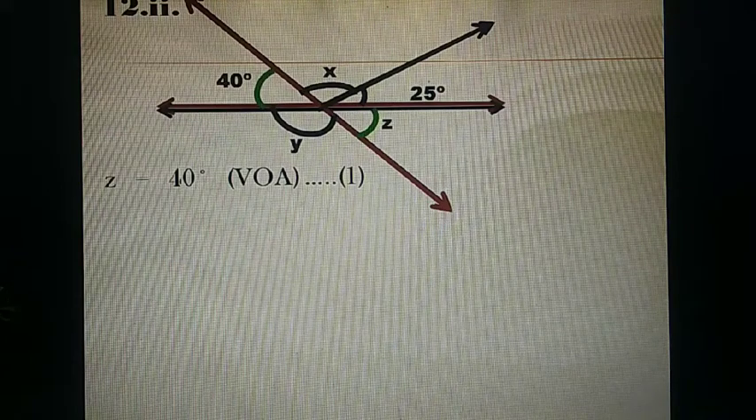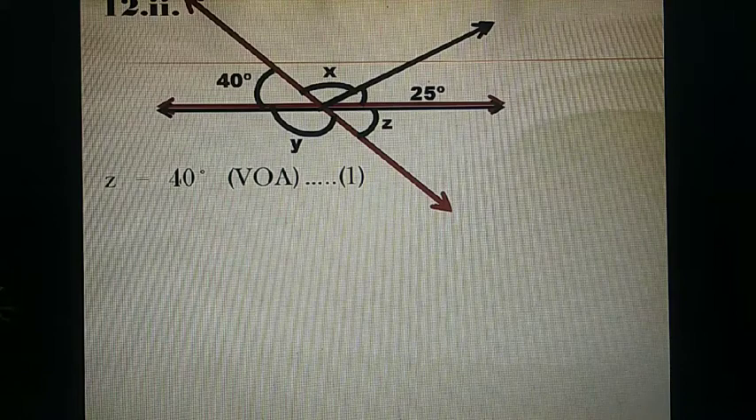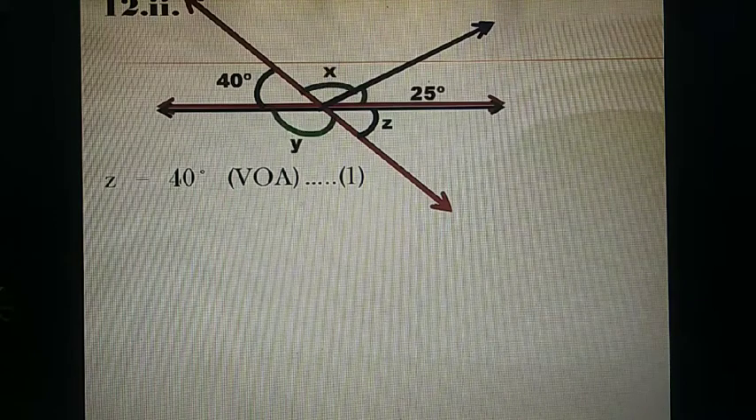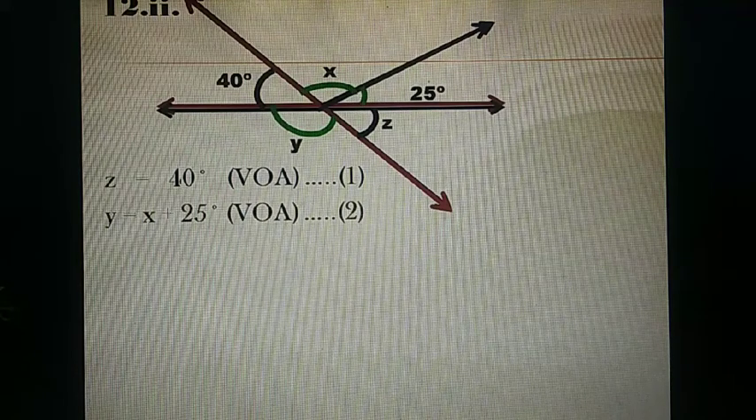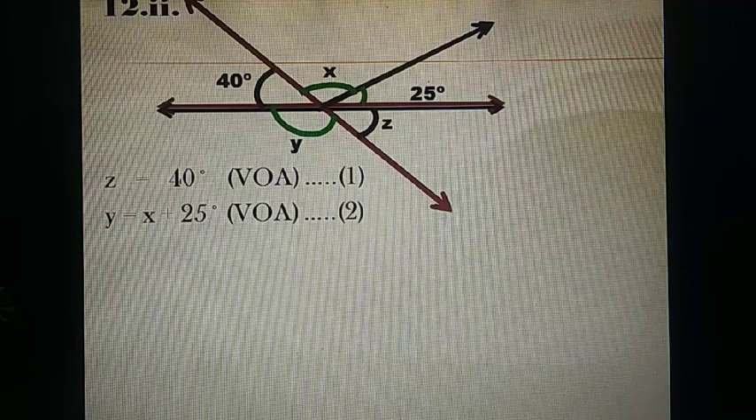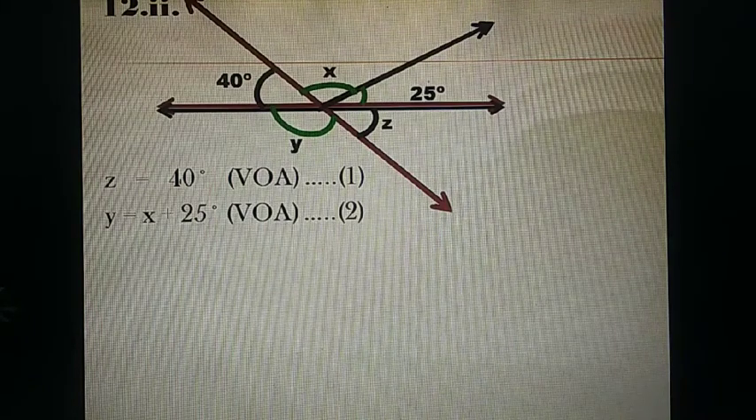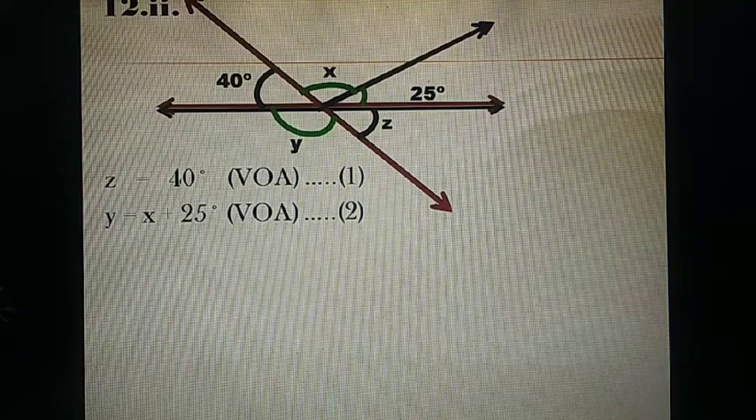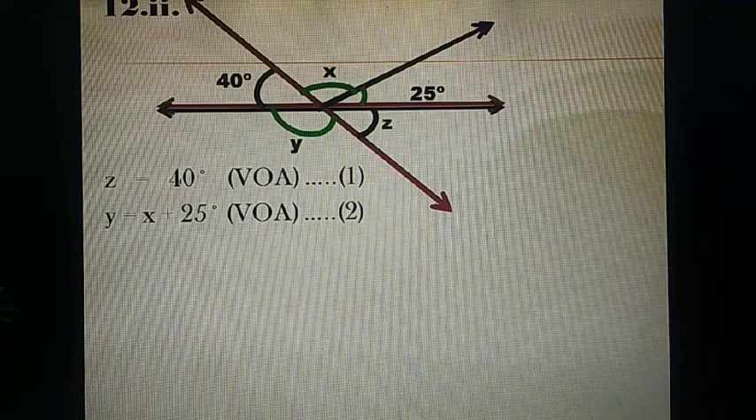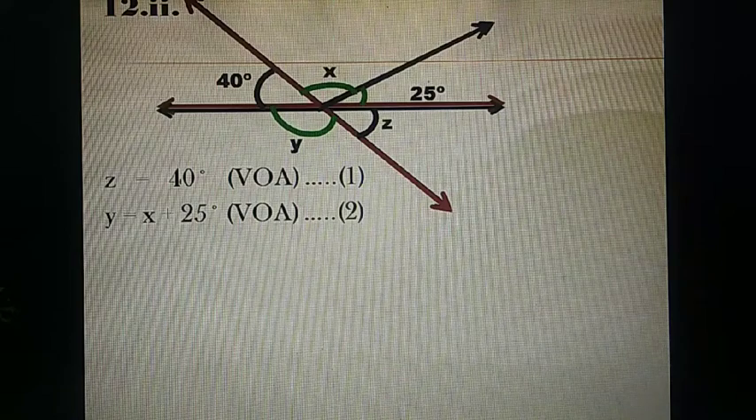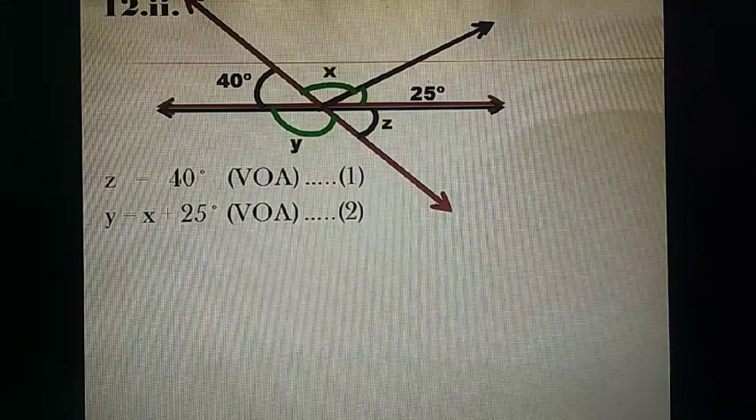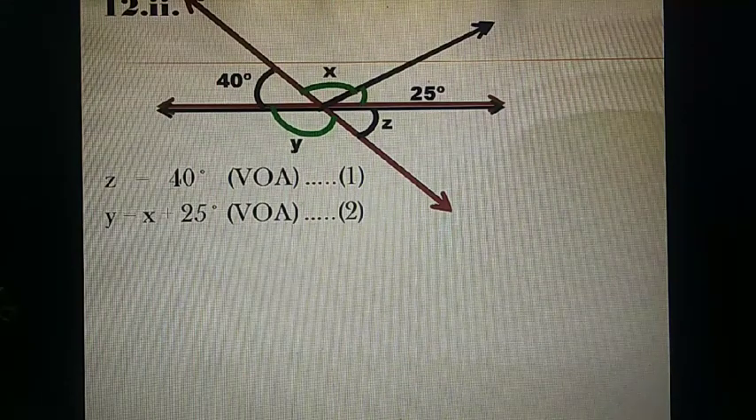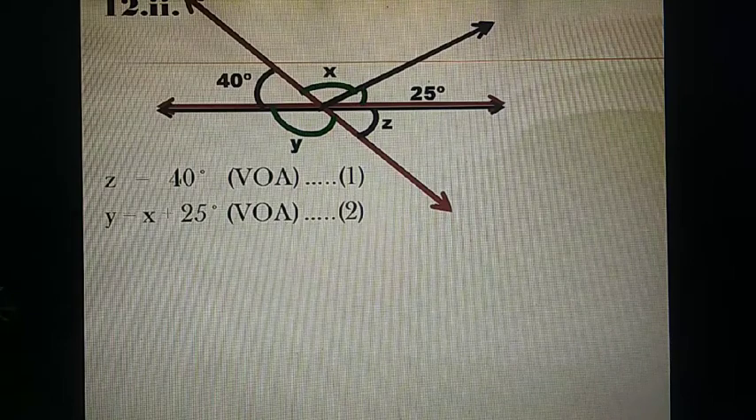Now in the next set you can see there is y and on the other side it's x plus 25 degrees. So these are the second pair of vertically opposite angles. They both are equal. Next, we will use the linear pair property now.